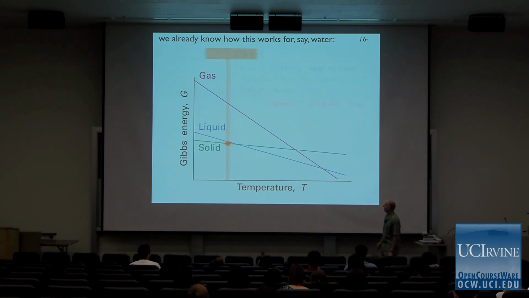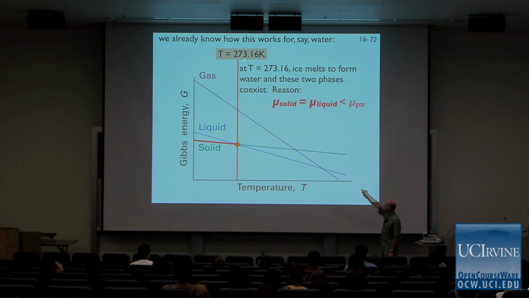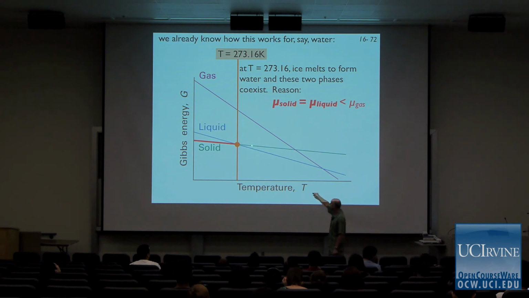273 degrees Kelvin. If we go up to 273, the chemical potential of liquid water and ice are equal to one another. And at that point, if we stay in the solid state, the chemical potential of ice will be higher than that of water. And that's thermodynamically unfavorable. The system can evolve towards a new equilibrium by melting the ice to form water.